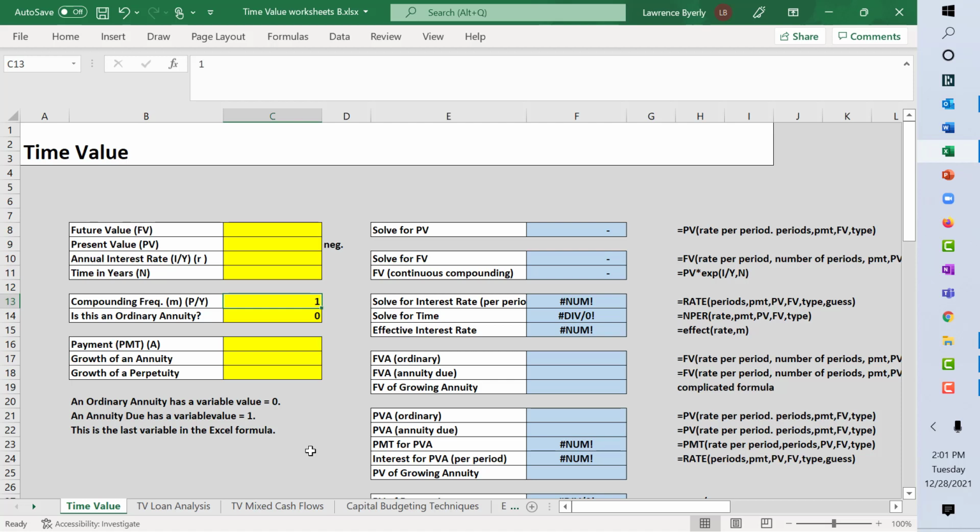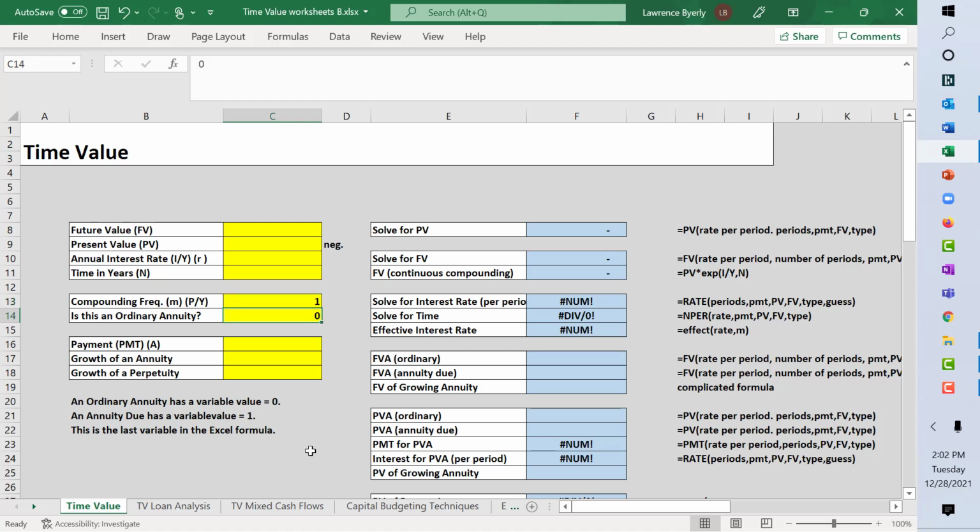Now, we also have some additional constraints. Compounding frequency. When we start learning about time value of money, we're going to assume that interest is calculated once a year. In reality, that is not true. It is often different than once a year. It can be once a year, twice a year, quarterly, 4 times, monthly, normally, 12 times. We could even have compounding frequency that's 365, once a day out of 365.